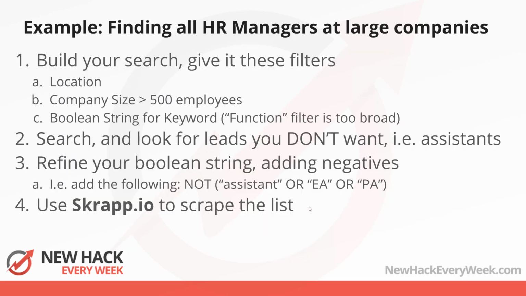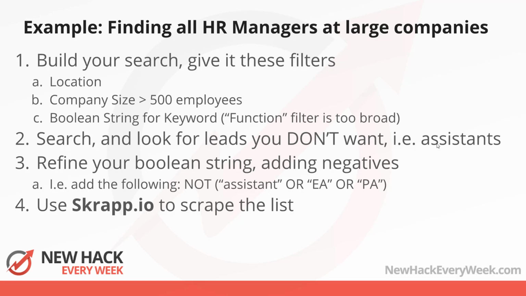So an example for finding all the HR managers at large companies. I build my search and I give it some filters. So location, company size over 500 employees. I do a Boolean search for the keyword. It does have job function, but it's just so broad. I've done this a lot and it's just really broad. So use keywords so you're getting rid of assistants and all that. I would search and then I would look for leads that you don't want.